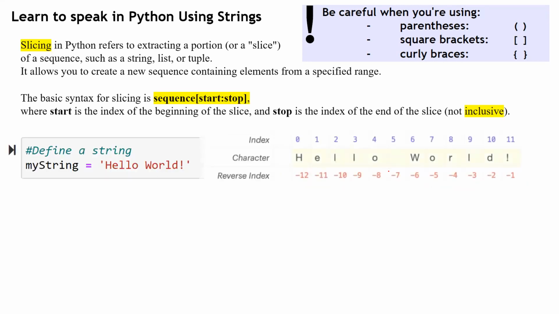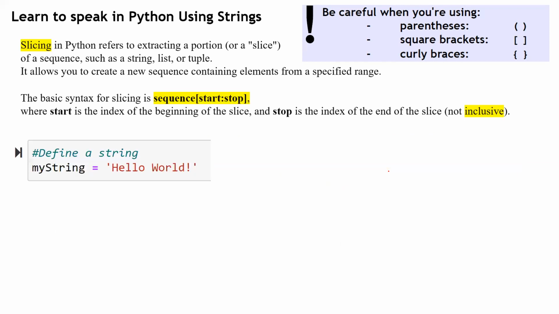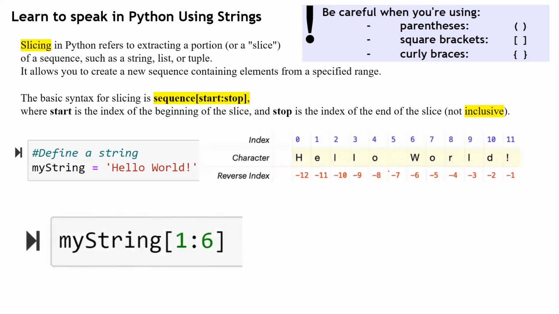Let's take a look at another example. Here we have my_string[1:5]. So it basically takes E, L, L, O, and it stops. Another one for you: my_string[1:6]. As you guessed, it's going to start at character E, then L, another L, O, and then you have the space. So it's going to include the space for you as well.